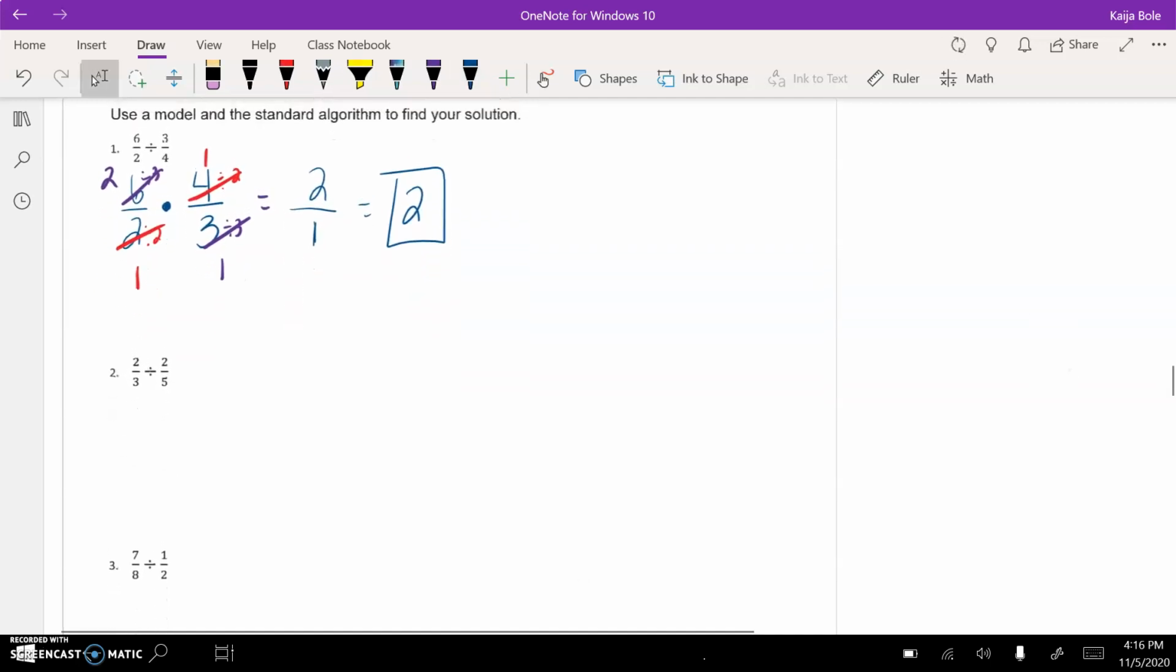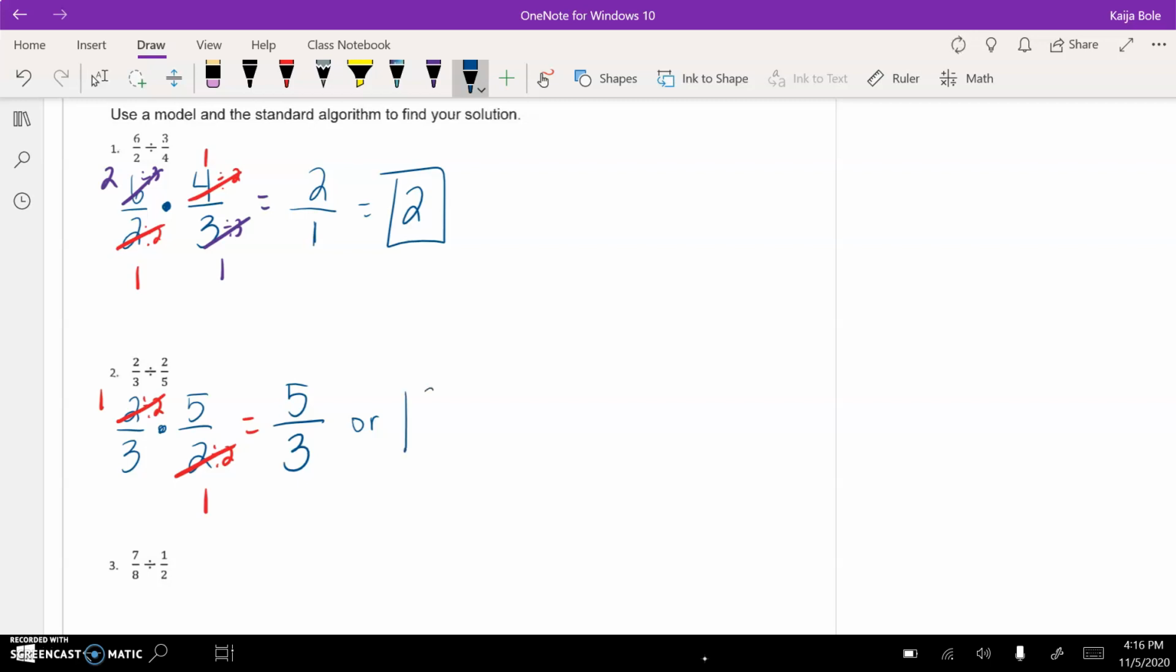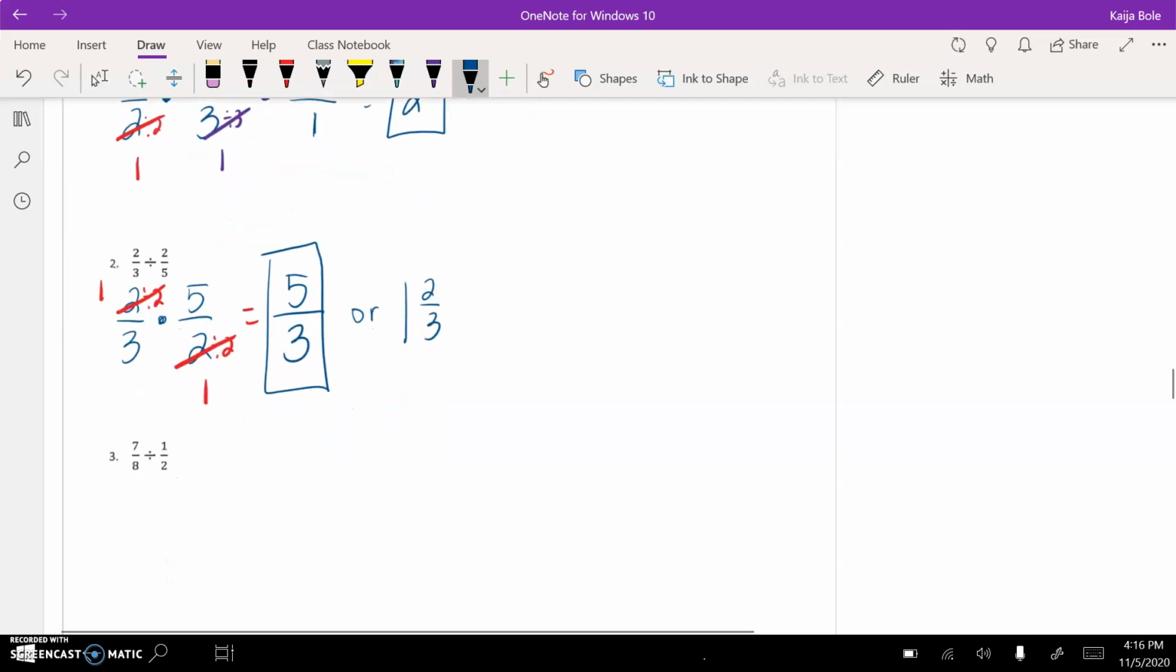All right, number 2 here. Keep the first one, so 2/3 times, flip the second one, 5/2. Check for cross division. I can only cross divide with the 2's here, so I divide both of these by 2. Becomes a 1, becomes a 1. I can't do anything with the 5 and 3, so I just leave them alone. So then my answer, 1 times 5 is 5, over 3 times 1 is 3. So you can leave it like that, or for some of you that like to change them to mixed numbers, you could say 1 and 2/3, but leaving it as 5/3 is perfectly fine.